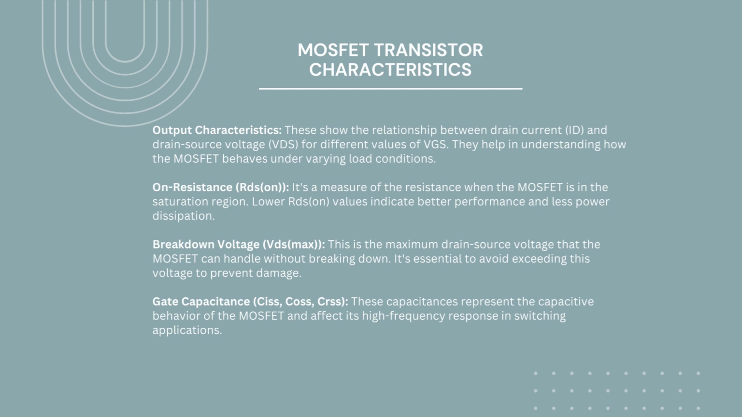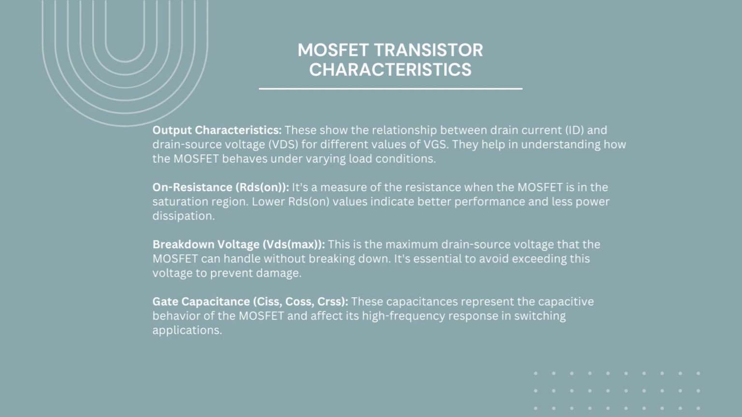Another very significant term is breakdown voltage. It is represented as VDS max. It is the maximum drain to source voltage that the MOSFET can handle without breaking down. It is essential to avoid exceeding this voltage to prevent damage. If we move beyond the breakdown voltage, then the device undergoes avalanche breakdown and we can find permanent damage in the device. So, breakdown voltage plays a significant role in the voltage handling capacity of the device.